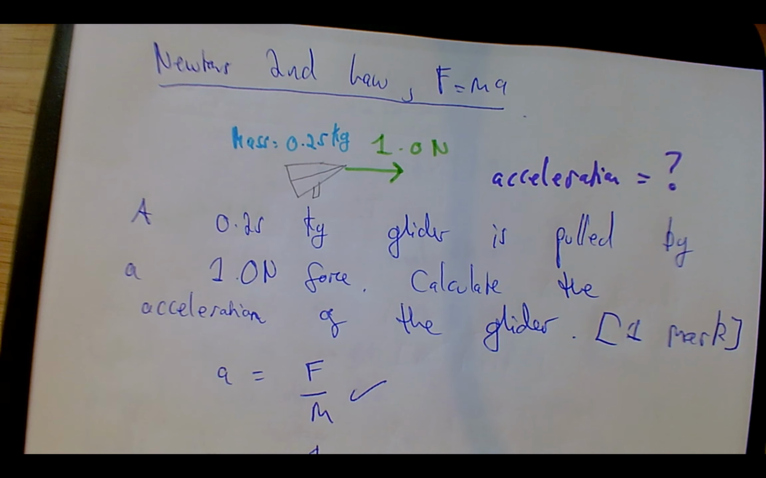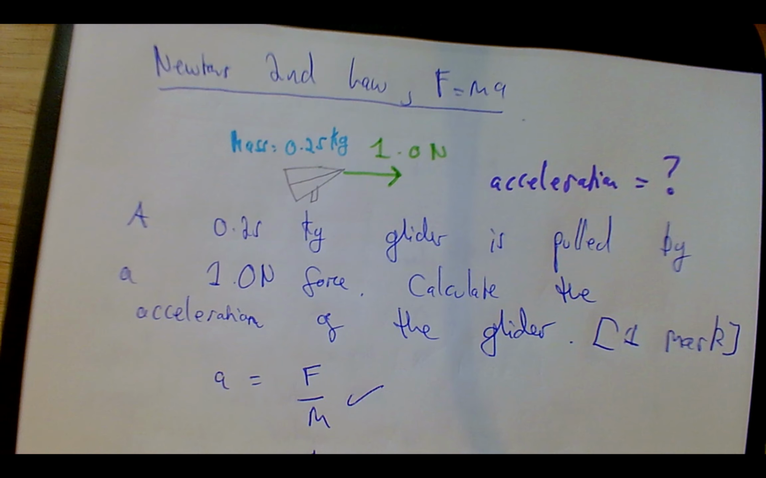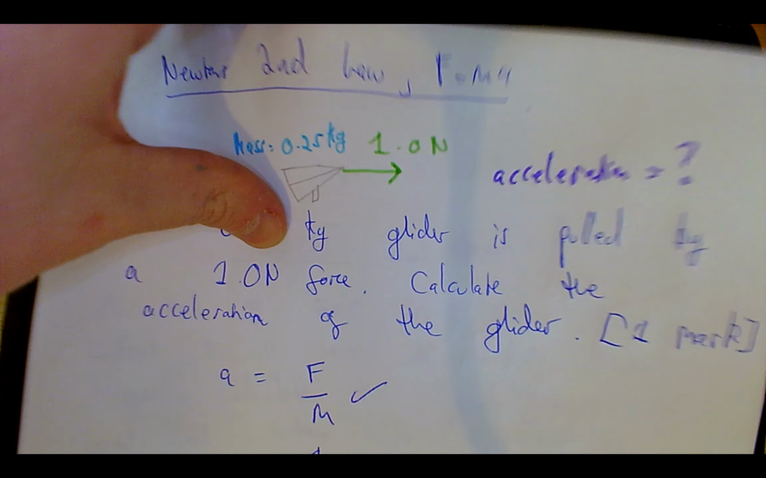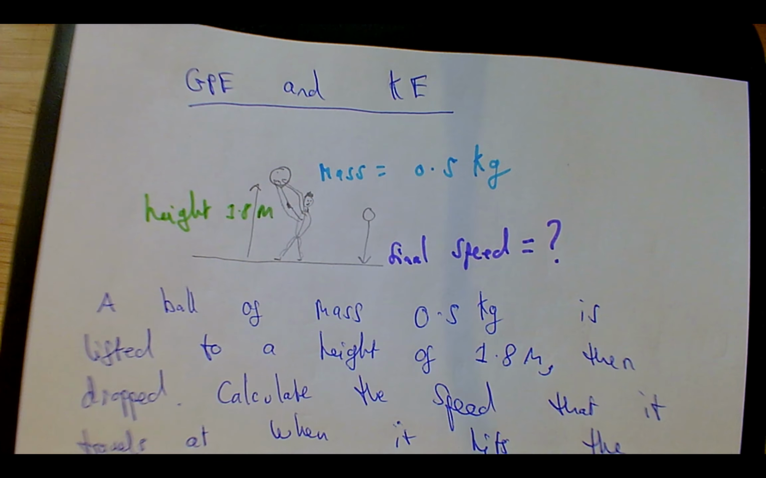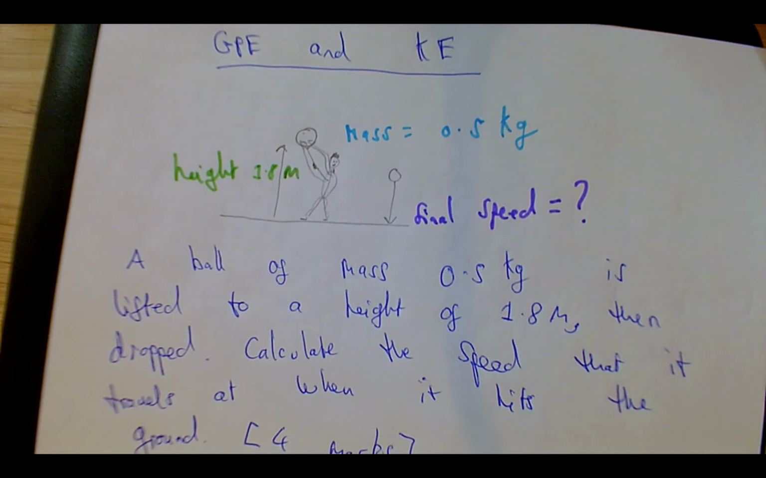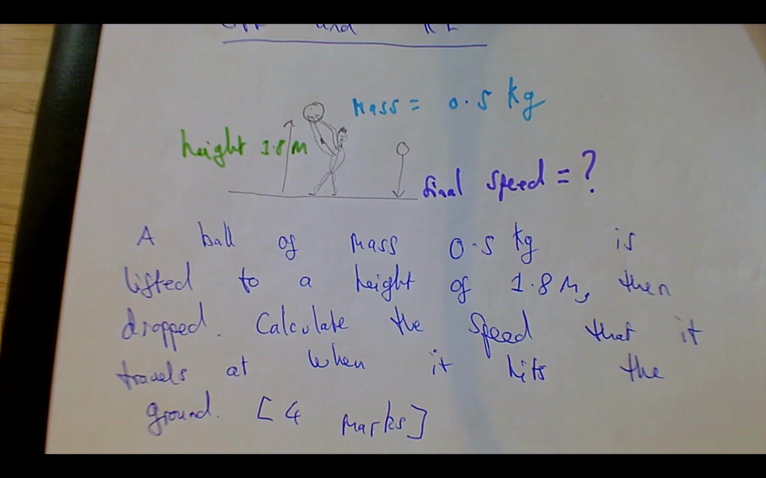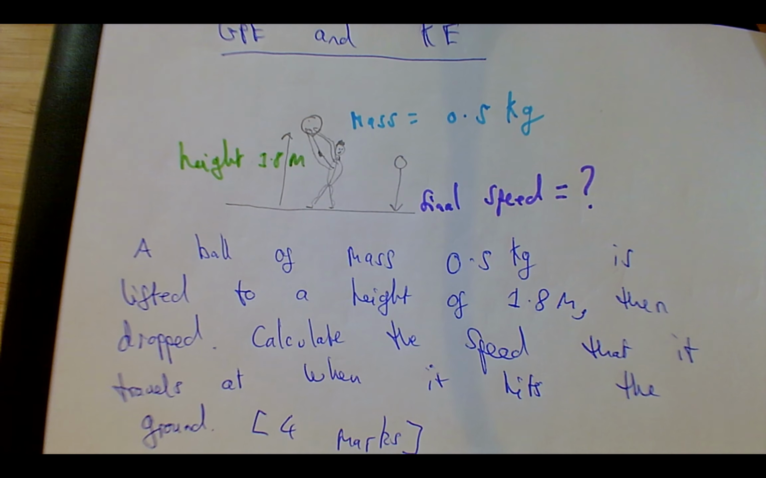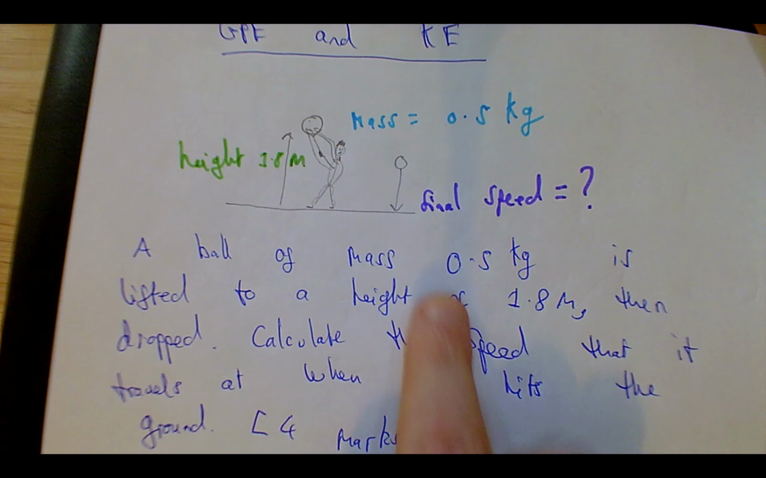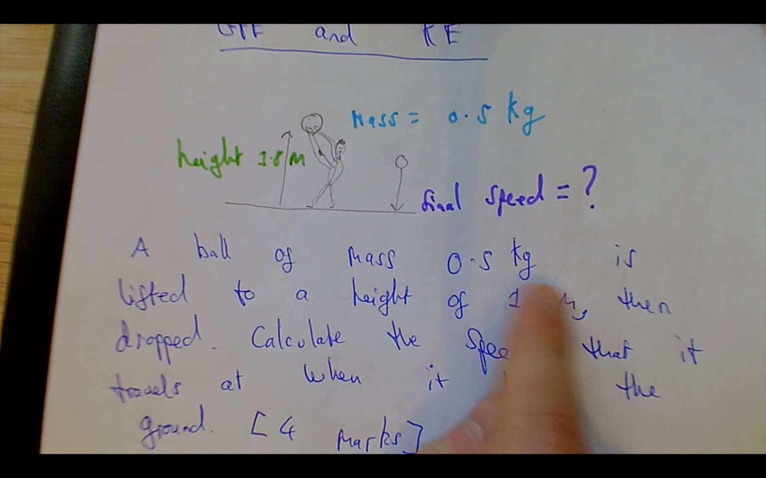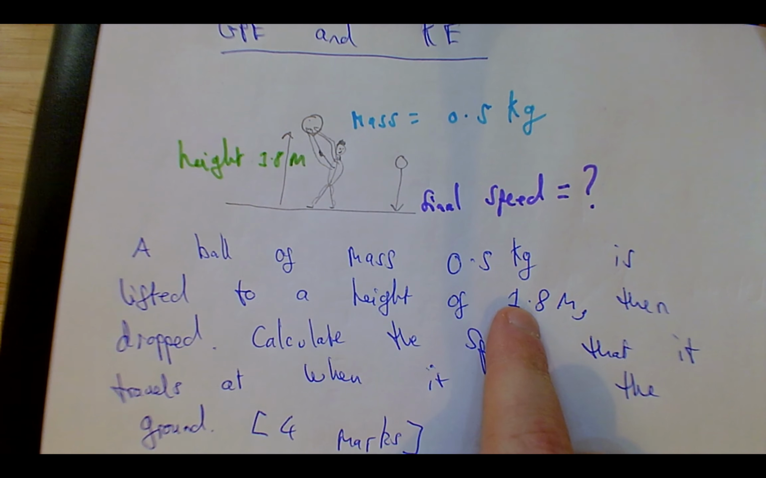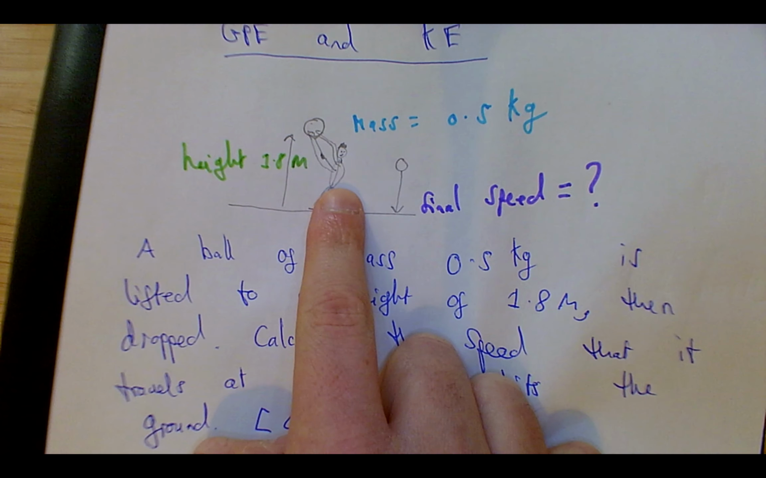The one I'm moving on to now is GPE and KE, gravitational potential energy and kinetic energy. In this situation, a ball of mass half a kilogram, 0.5 kilogram, is lifted to a height of 1.8 metres by this gentleman here.